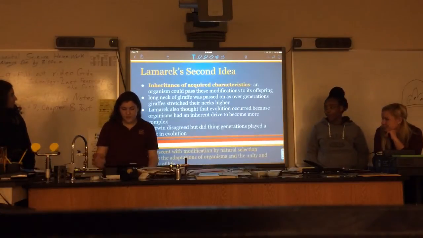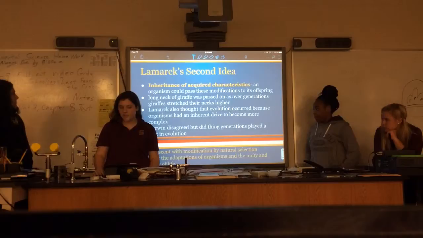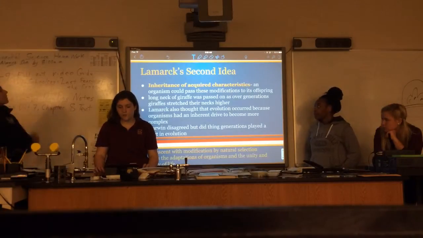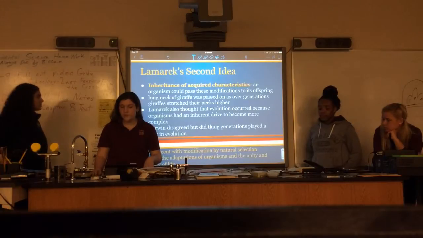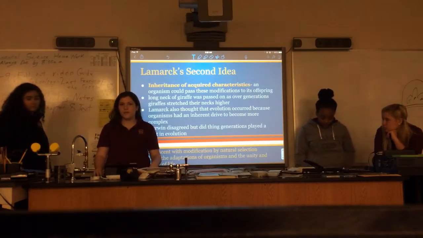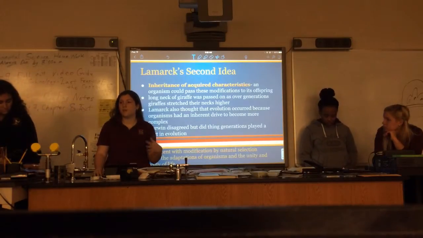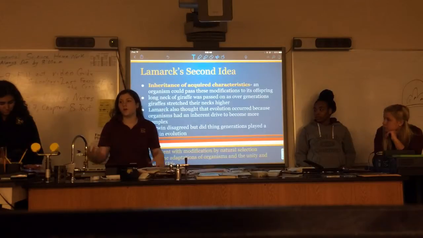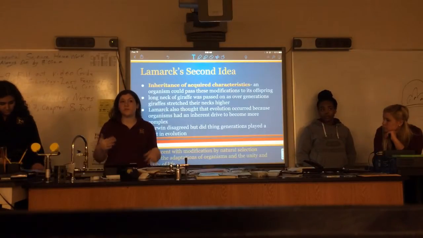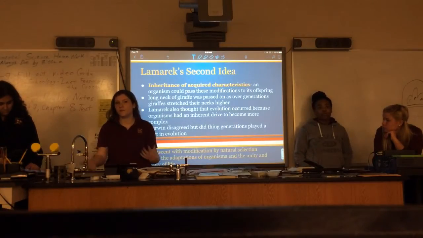The second idea was inheritance of acquired characteristics. This is the idea that an organism can pass down these modifications to its offspring. For example, the long neck of a giraffe: it kept stretching up to get leaves over time, which made it longer, and then one organism was able to pass down those traits to its offspring.